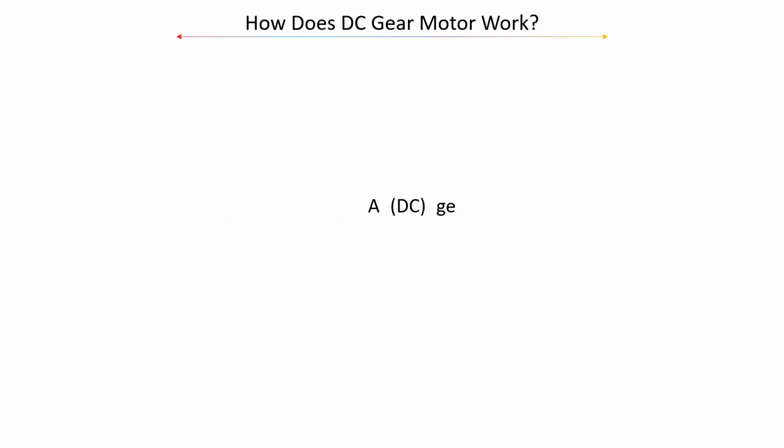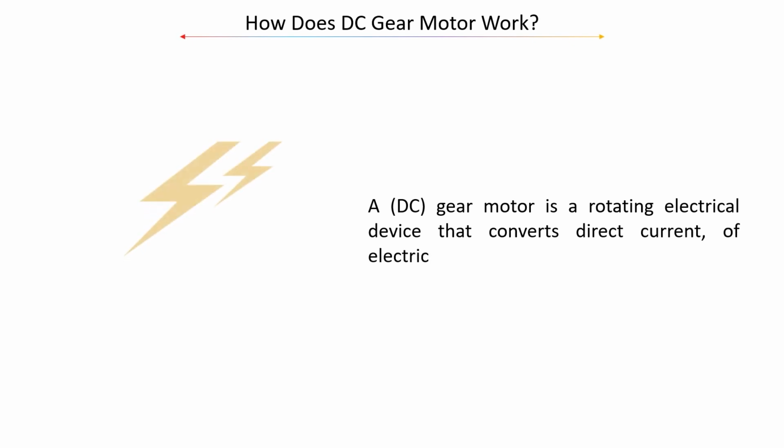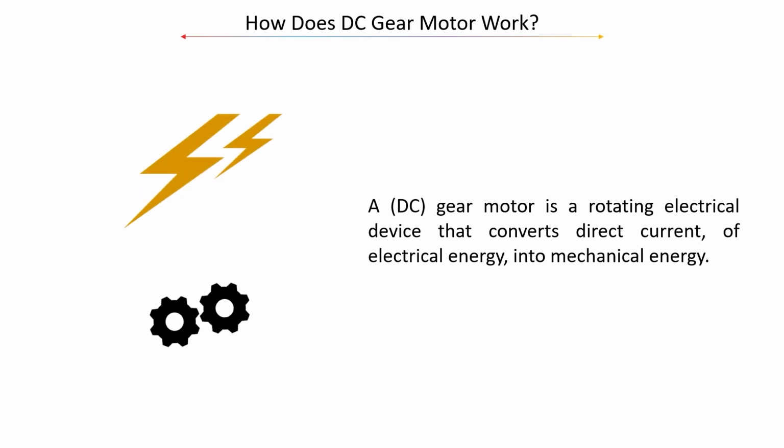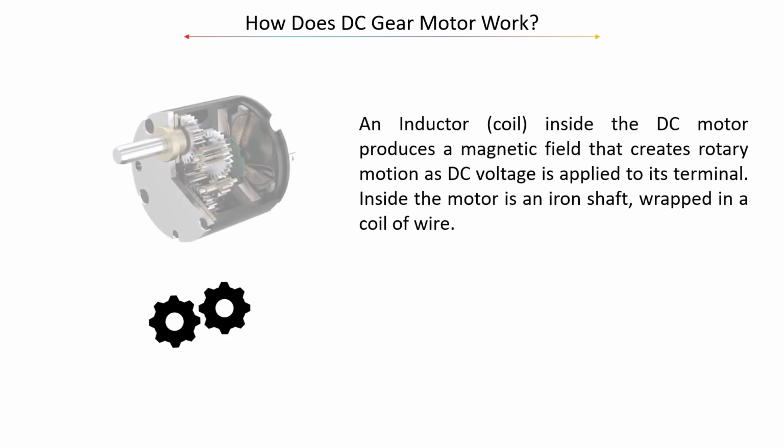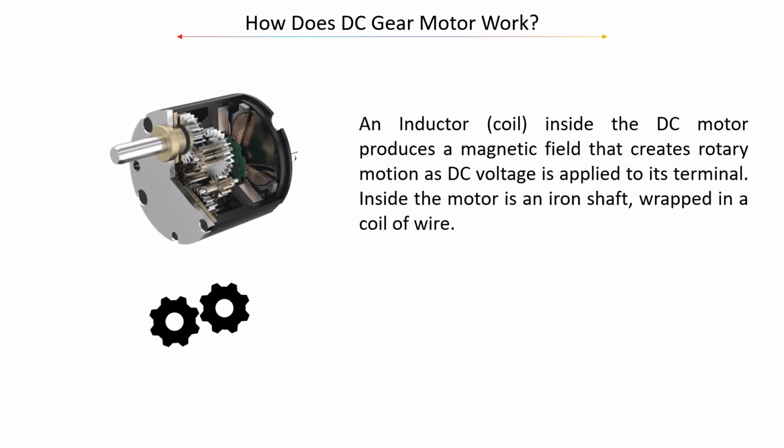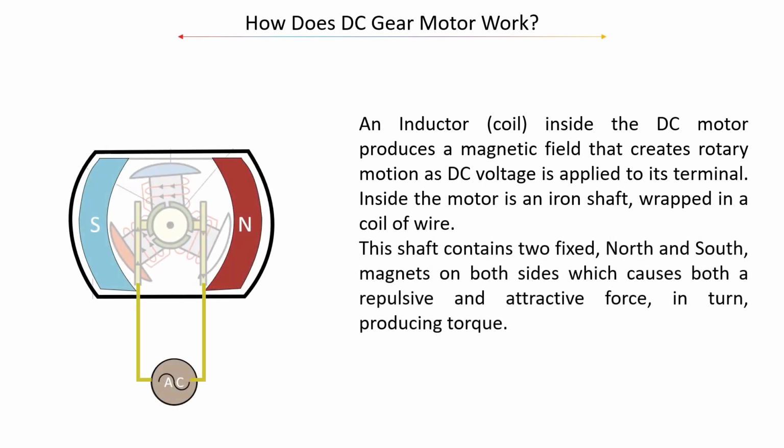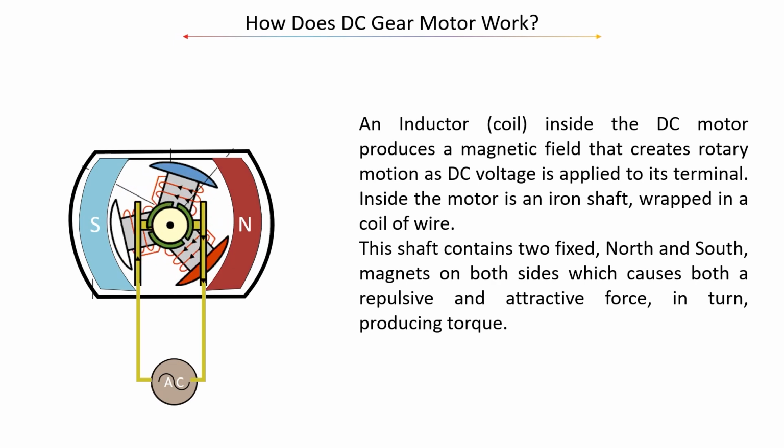How does a DC gear motor work? A DC gear motor is a rotating electrical device that converts direct current of electrical energy into mechanical energy. An inductor inside the DC motor produces a magnetic field that creates rotary motion as DC voltage is applied to its terminal. Inside the motor is an iron shaft, wrapped in a coil of wire. This shaft contains two fixed north and south magnets on both sides, which cause both a repulsive and an attractive force, in turn producing torque.